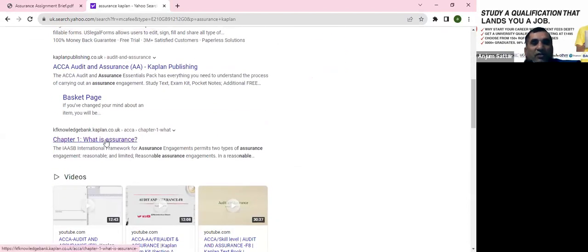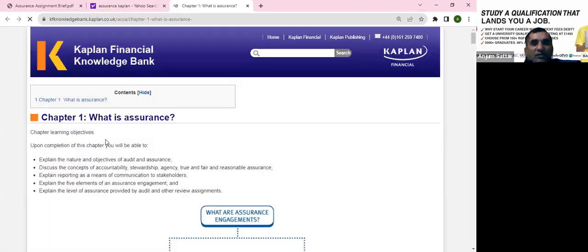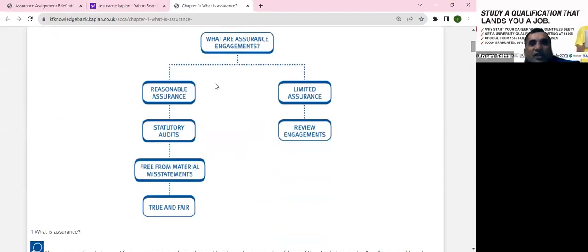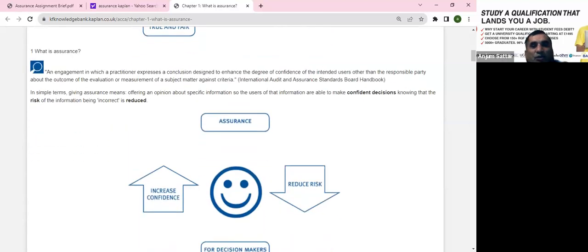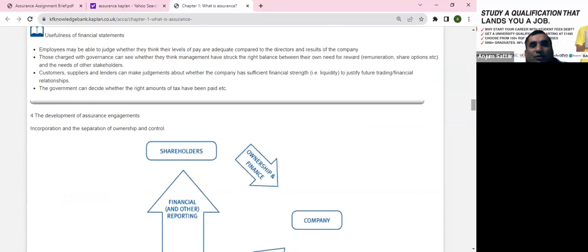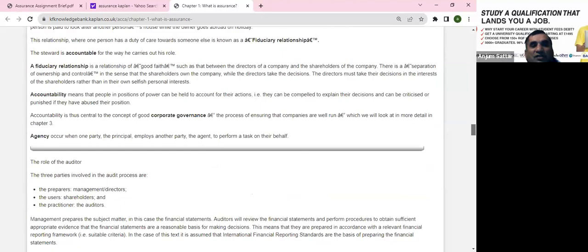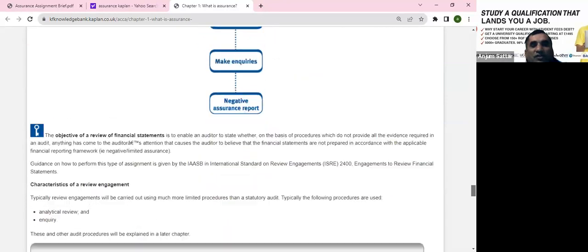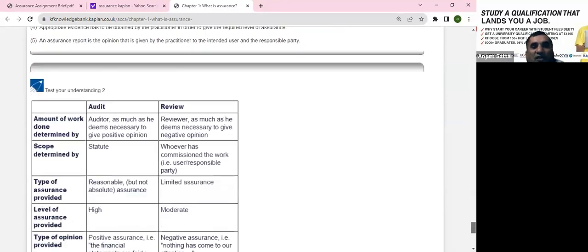Okay, you will see here the assurance chapter, the Kaplan knowledge bank. First of all, this is an assurance engagement. If you right click it, you can take the image and paste it in, and make sure to reference it, like I did. There are plenty of example illustrations, and these examples are good too: stakeholders, positive and negative assurance, the relationship. It's quite useful information you can pick and include in your assignments.